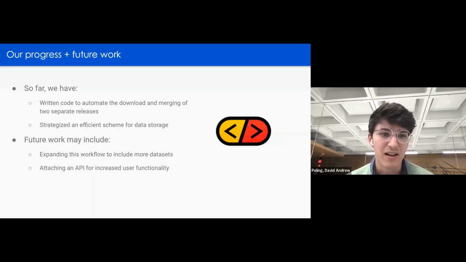And we've also spent a lot of time strategizing about how to merge these, how to effectively track changes in drug data over time. And that leads into our future work. So this will likely be picked up by the other members of the SageRx team and then possibly future capstone students. But they may include expanding this workflow to include all the data sets, and then also possibly attaching an API to increase user functionality and achieve that functionality that we hope the stock RxNorm website would have.